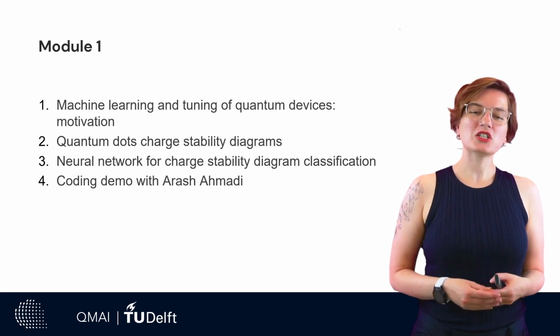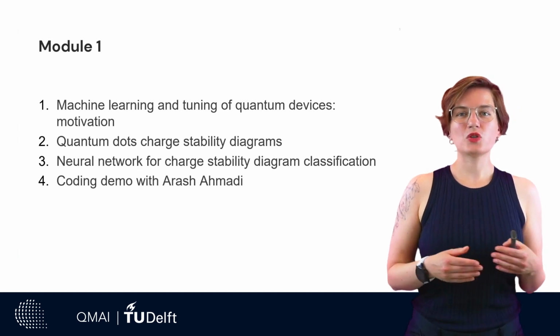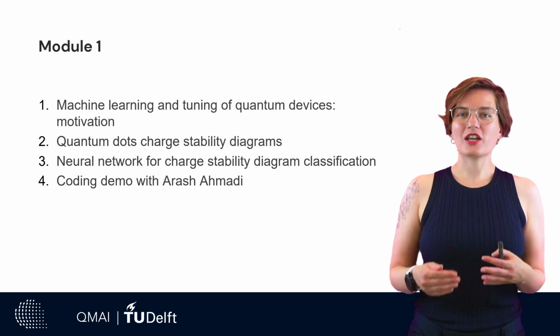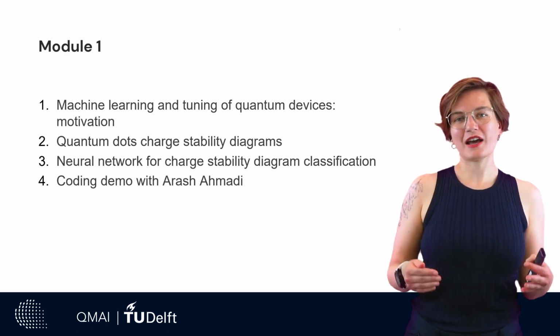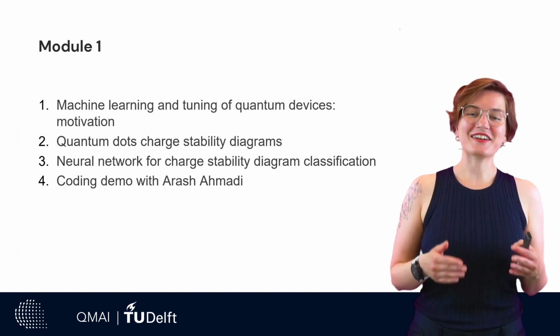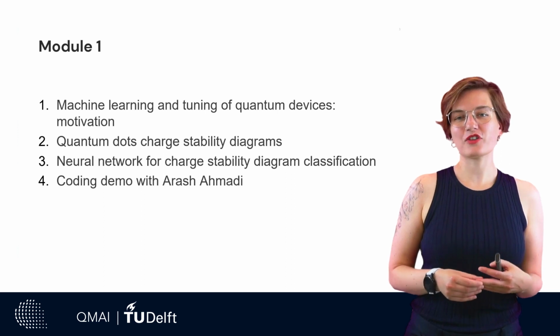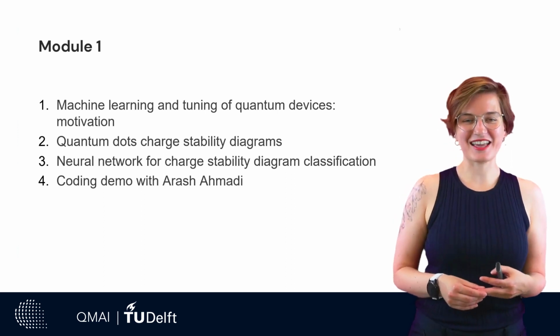Then I am going to quickly cover a quantum dot charge stability diagram to set up a language and notation for the tools we are going to be using for our machine learning tasks. And finally, we are going to look at how to use a neural network for charge stability diagram classification.